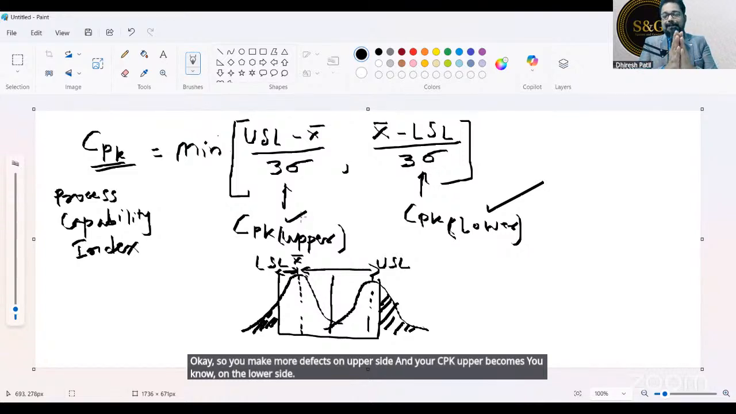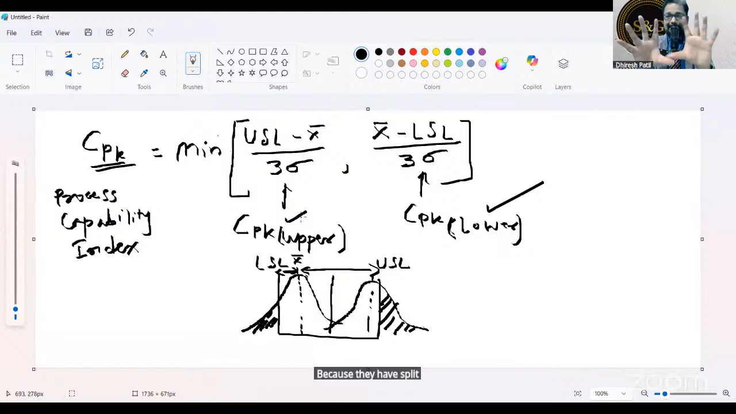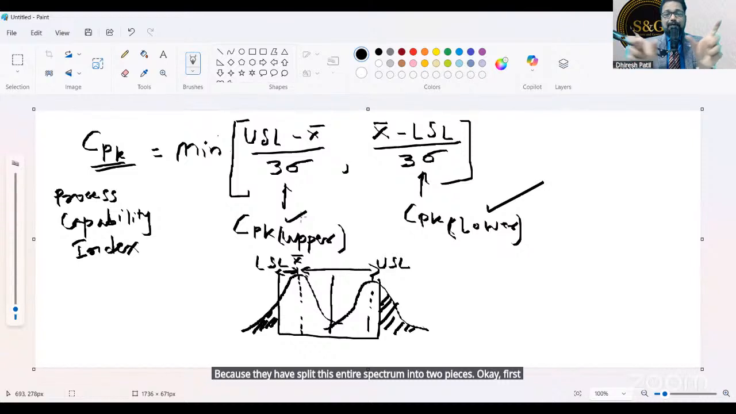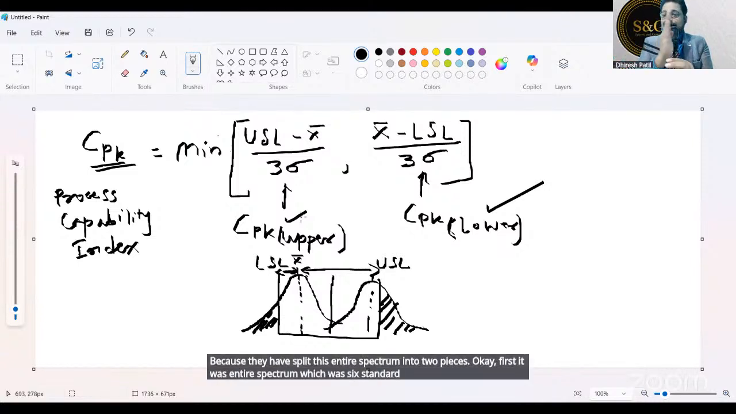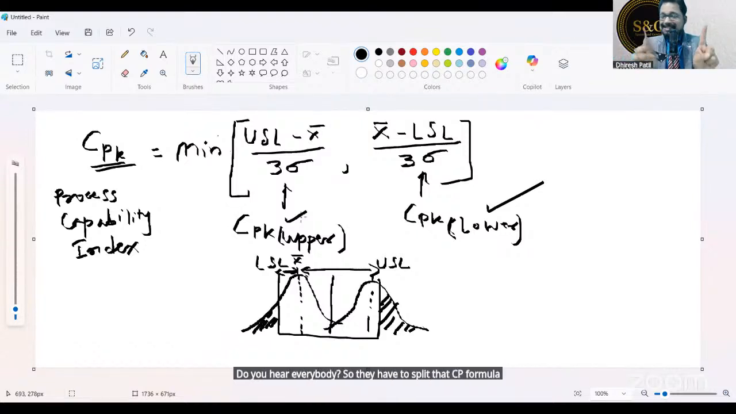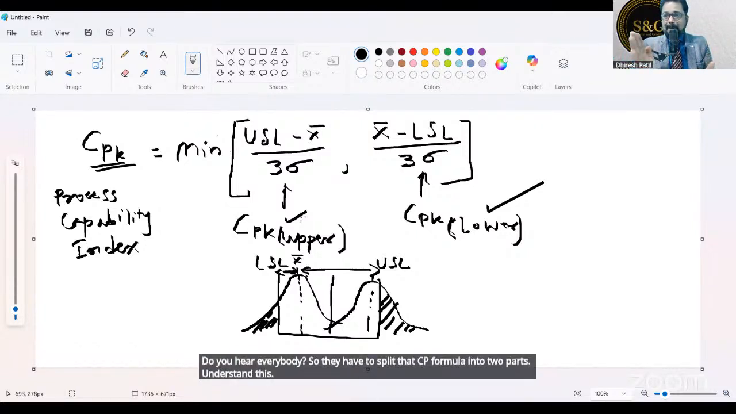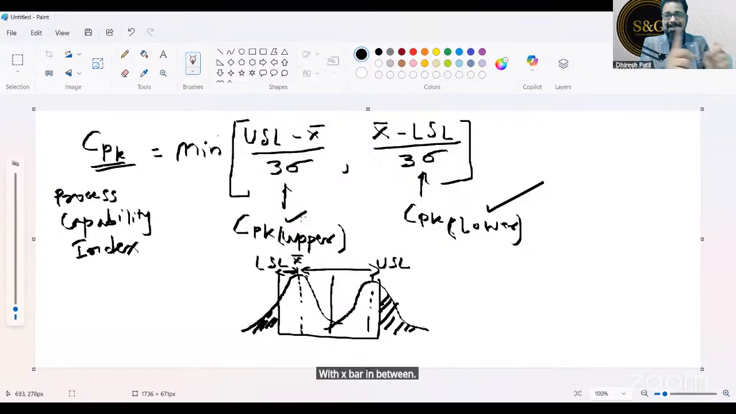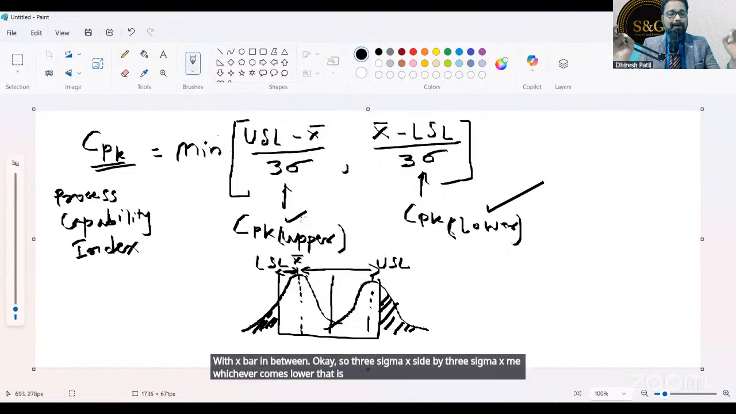Because they have split this entire spectrum into two pieces. First it was entire spectrum which was 6 standard deviation. Now they are split into two halves of 3 sigma each, 3 standard deviation each. Clear? And they have put a X bar, which is the mean over there. Clear, everybody? So they have just split that Cp formula into two parts, with X bar in between. So 3 sigma on one side, 3 sigma on the other side, whichever comes lower, that is called the process capability index. Are you clear with this?